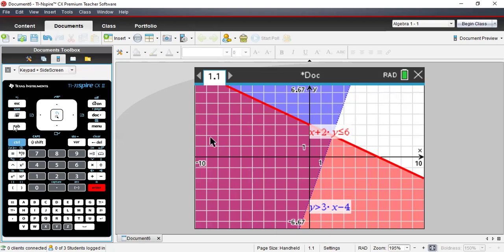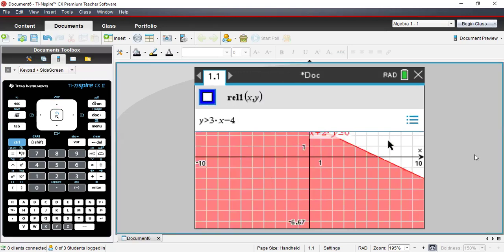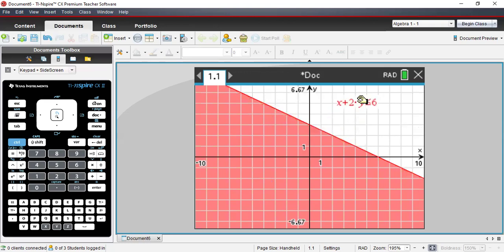So I'm just going to go tab, and then I'm going to go up to the very first one, and I'm going to click on this box, and now the blue one disappears. So now all I have is the red. So let me change the color.